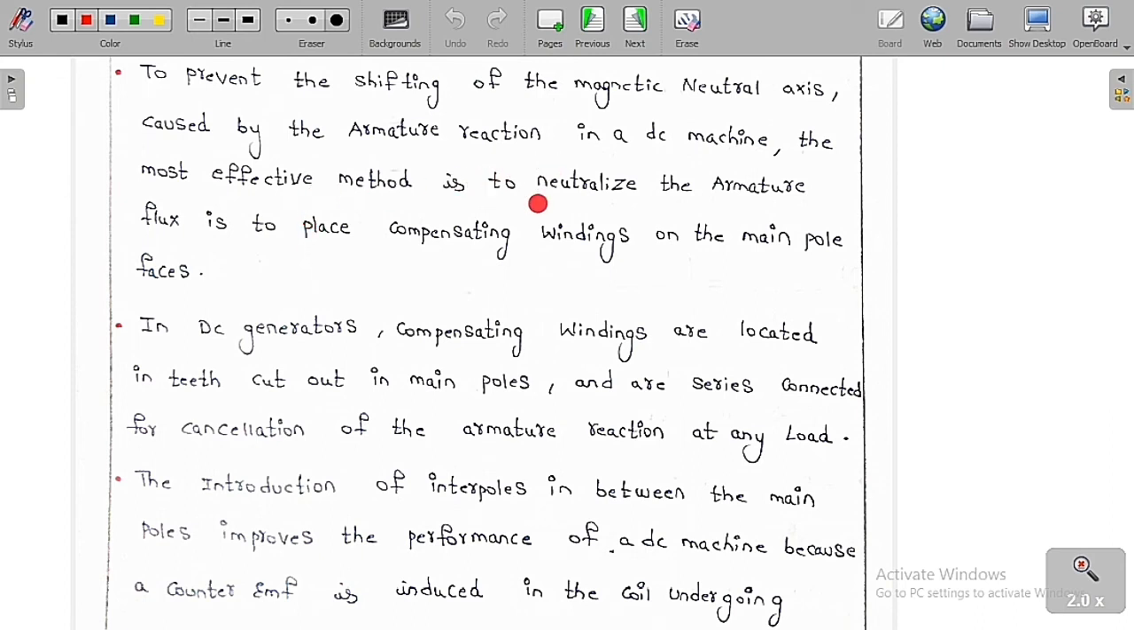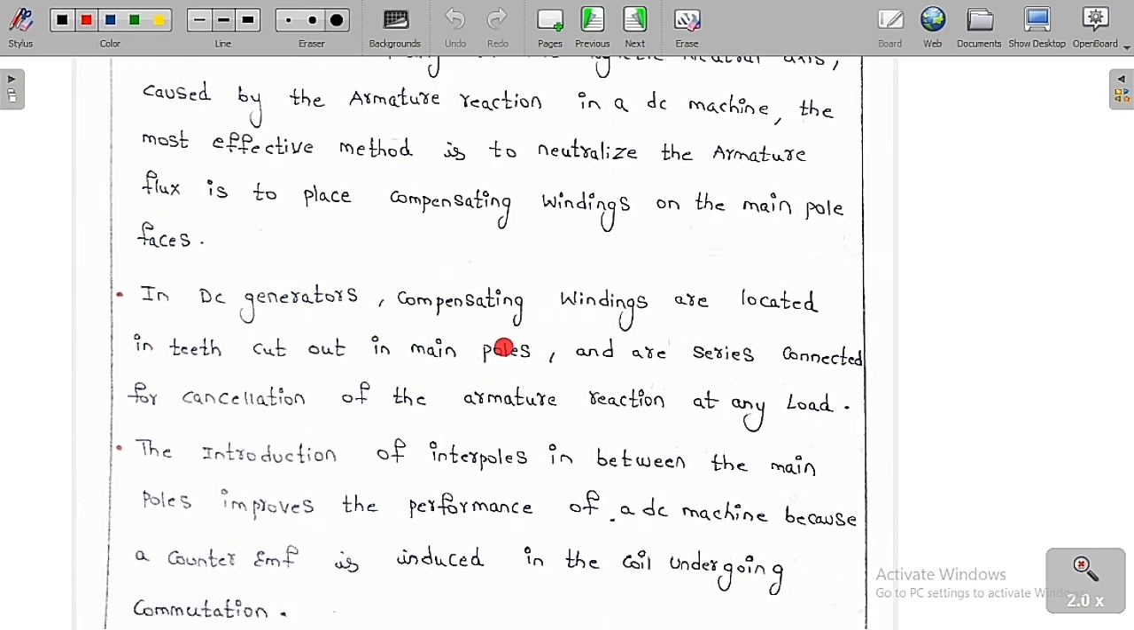So to prevent the shifting of the magnetic neutral axis caused by the armature reaction in a DC machine, the most effective method is to neutralize the armature flux by placing compensating windings on the main pole faces. Compensating winding is always placed on the main pole faces, and the interpole winding is always placed on the interpoles, which are kept midway between the poles. This is a very important point. By keeping both windings, we remove the armature reaction, so the MNA now coincides with the GNA.